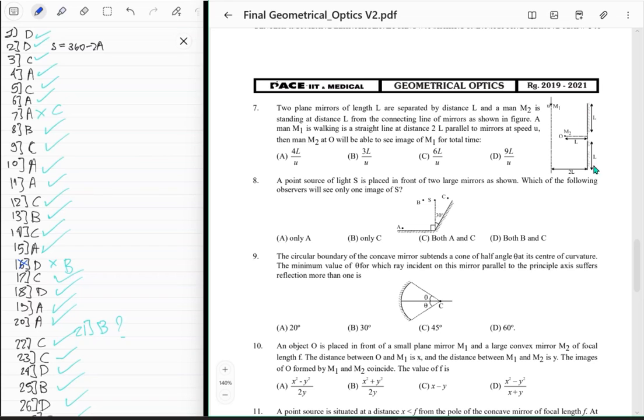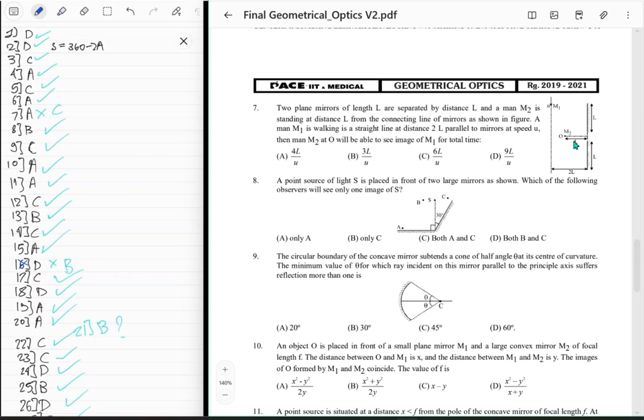Once again, the diagram is just so badly given. They're separated by this L, that's what you said, right? This thing is L upon 2. Wait, they are separated by this L, okay.